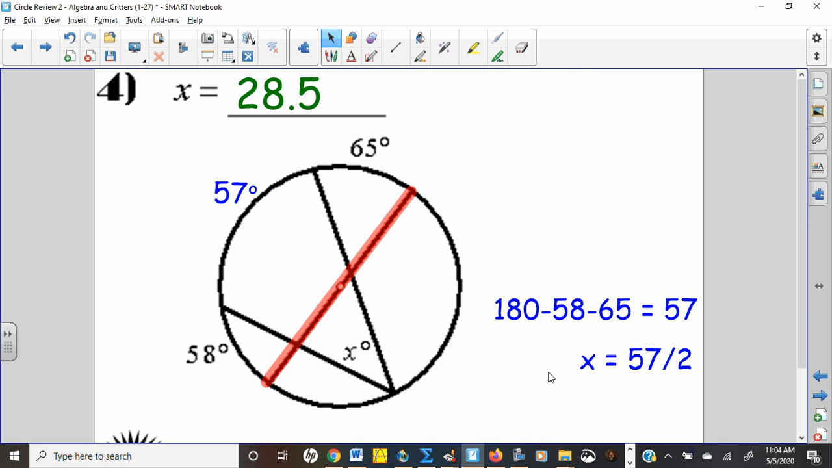Number 4, those diameters are going to be really helpful. You got to find them because they give you semicircles. Knowing that I've got a semicircle here, I just subtract 65 and 58 from 180 and then divide by 2 since I have an inscribed angle.